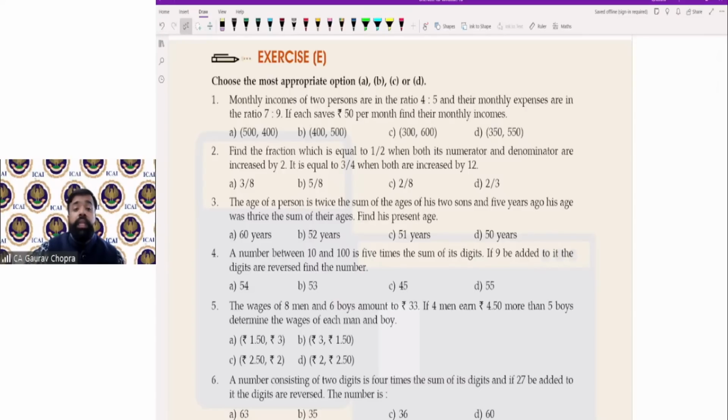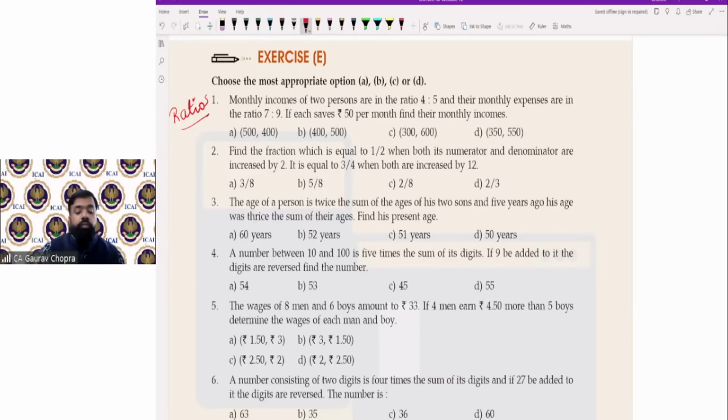First one: the monthly incomes of two persons are in the ratio of 4:5 and monthly expenses are in the ratio of 7:9. If each saves 50 per month, find their monthly income. Exactly the same question we have covered in ratios. So this is already done.